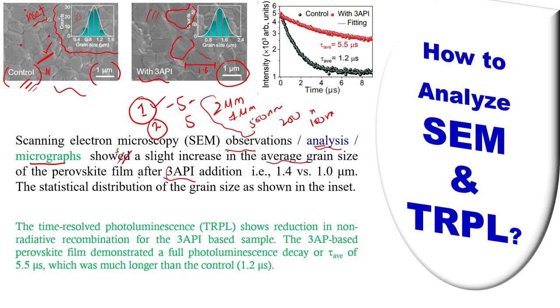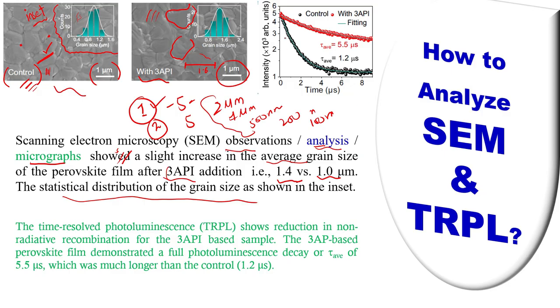When we incorporate 3API into the perovskite film, we can see that the average grain size is 1.4 for the control one, and this increased to 1 micron for the 3API one. And we can also say the statistical distribution of the grain size is shown in the inset. You see, this is the inset here.